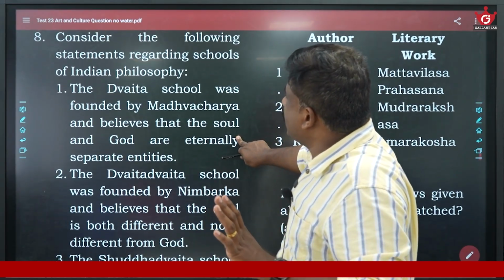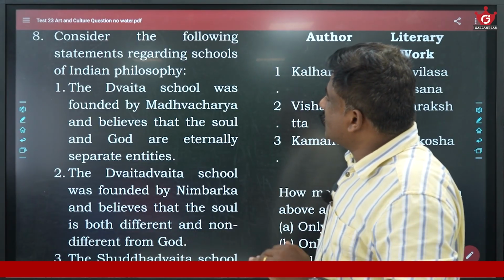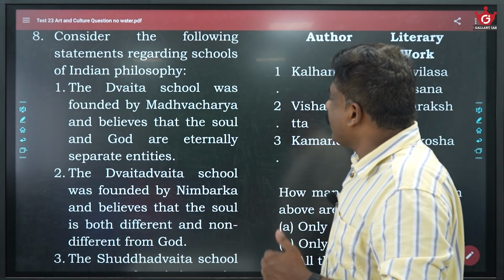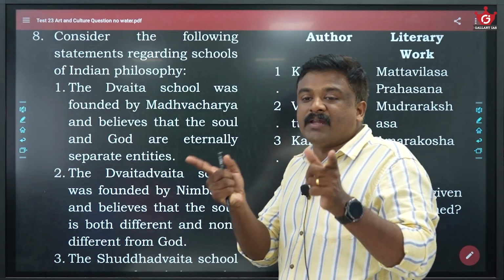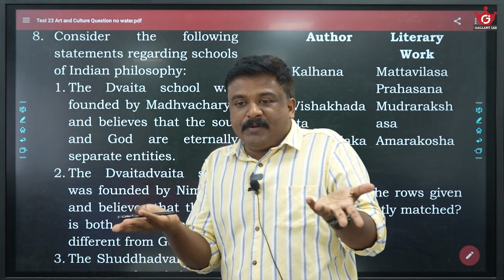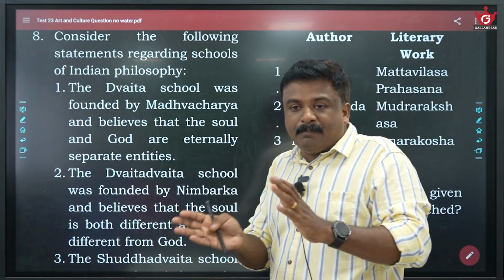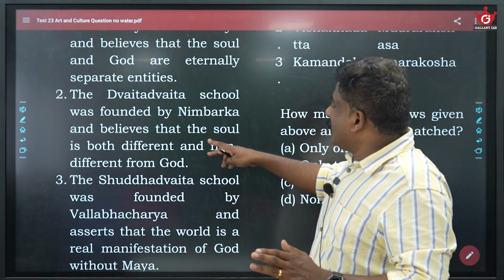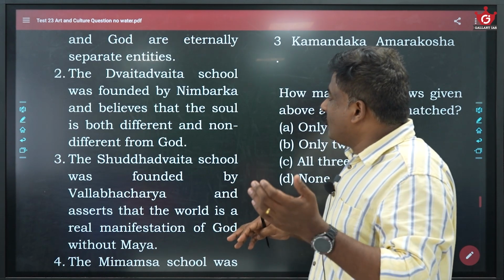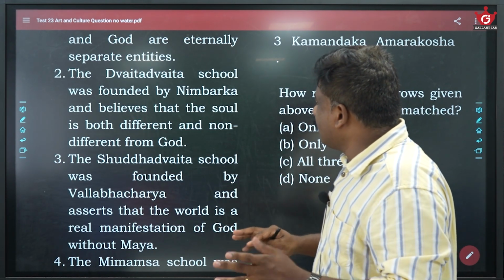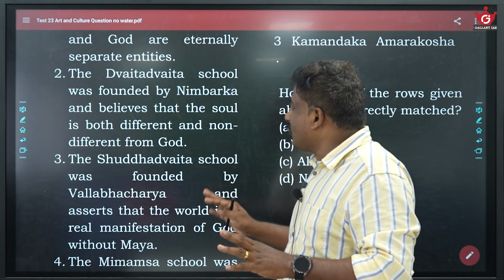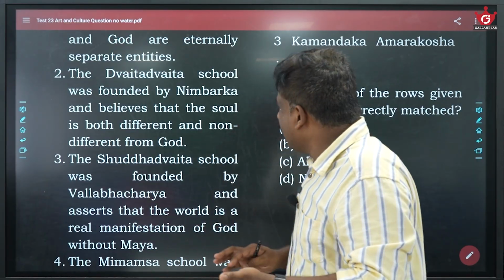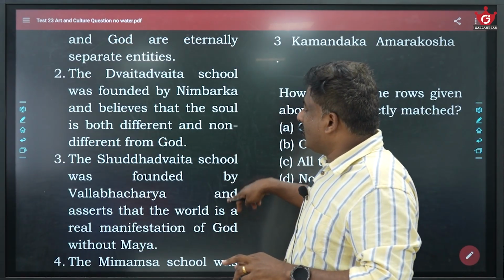Then coming to the next question, consider the following statements regarding schools of Indian philosophy. Dvaita school was founded by Madhavacharya, believes soul and God are eternally separate entities. Dvaita, two, obviously God and the soul, Atma, Brahma, they are eternally different. Dvaita school founded by Nimbaraka believes the soul and matter are different and non-different from God. That is also fine. Soul and matter, they are independent, they are different, but they are non-different from God.